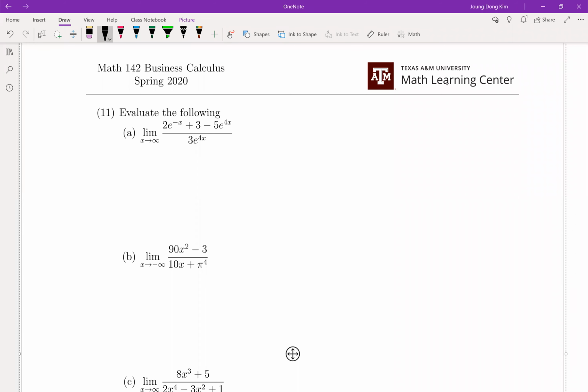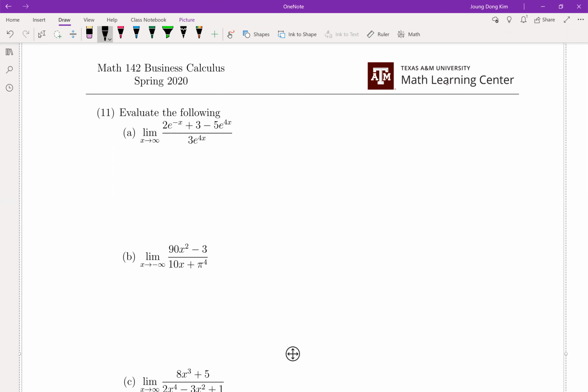Okay, number 11 is the limit at infinity problem, where x goes to infinity or minus infinity. For this problem, as in my previous review where I mentioned the higher order rule, find the strongest term in your numerator and the strongest term in your denominator. The other terms, you can just ignore. Then we compare that leading term only.